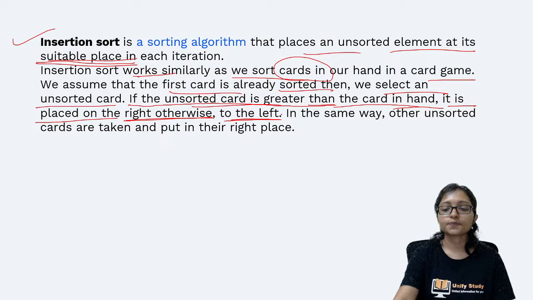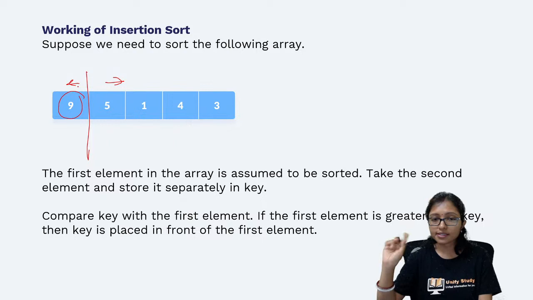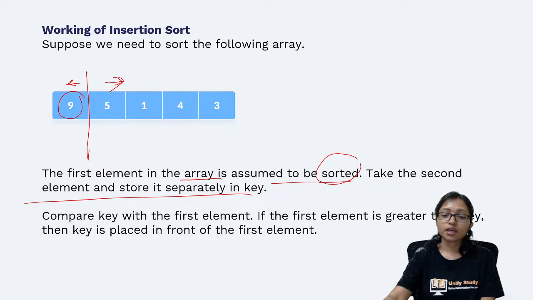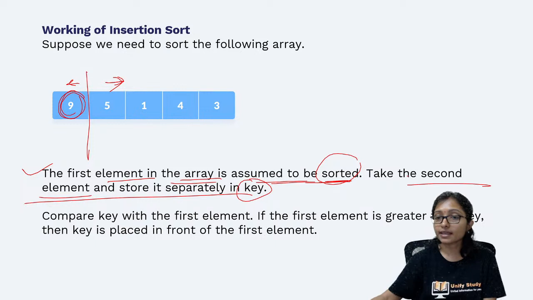So how will it work? Here also we take that this is my sorted part and this is my unsorted part. It is not taking a min. The first element is always sorted and the remaining elements are unsorted. Always I am thinking that the first element of the array is assumed to be sorted, and I take the second element as a key. Which one is my key? The second element is my key.